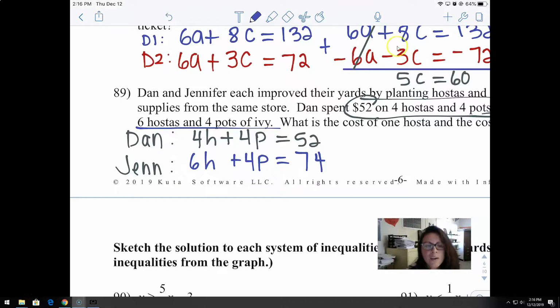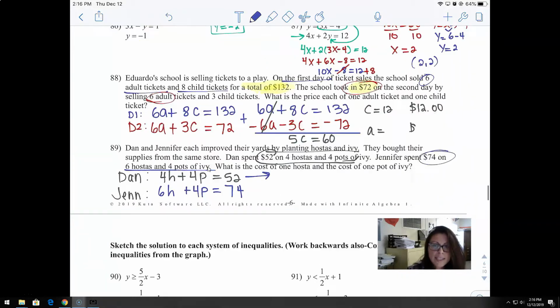And again, this time I would distribute a negative as well to the bottom, keep this one the same, and then distribute a negative 1 to the bottom. So it'd be negative 6H minus 4P equals negative 74. Then you'll eliminate the P's to solve for H. All right, so go ahead and get some practice on that one.